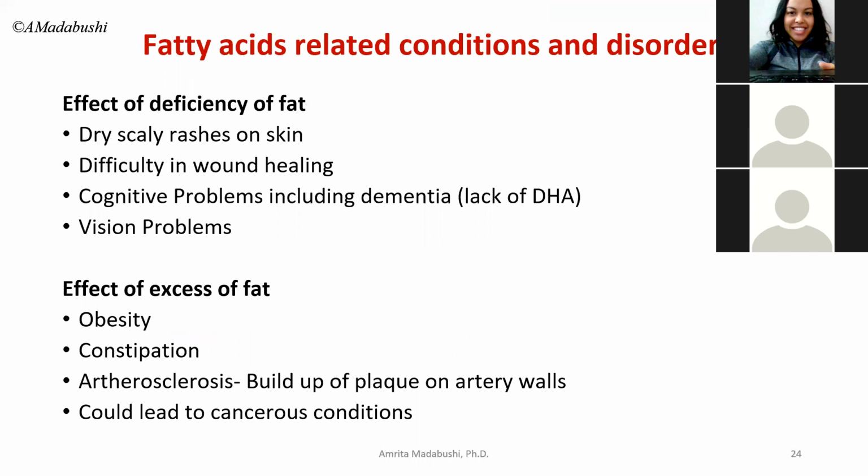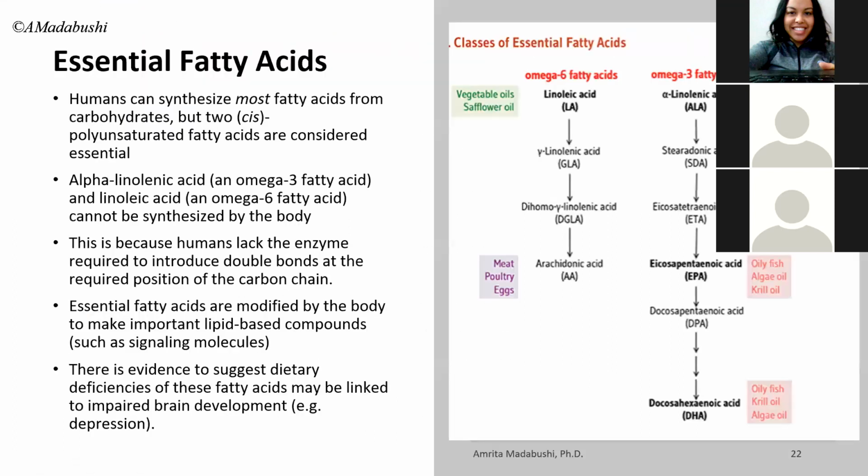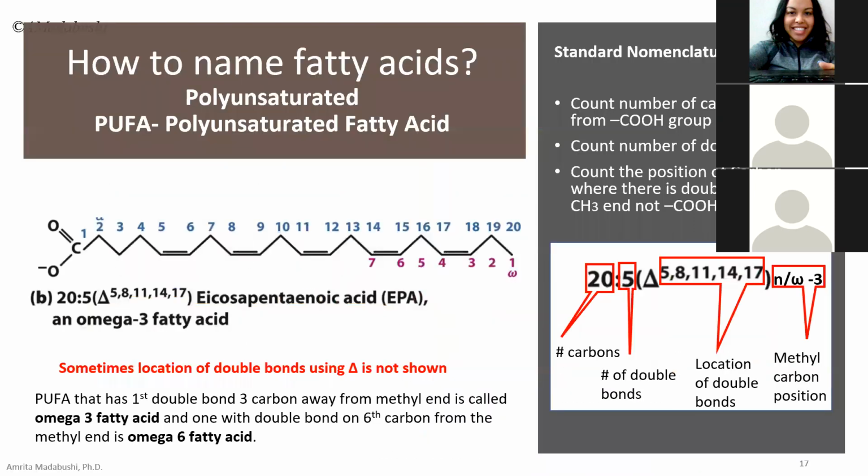Delta is for single, omega is for double. Actually, no, that's not correct. Delta is not for single. Let me just go back to this. So delta is for double bonds, double bond position being counted from this side. So let me just write it here. Sometimes it's really helpful to write delta.